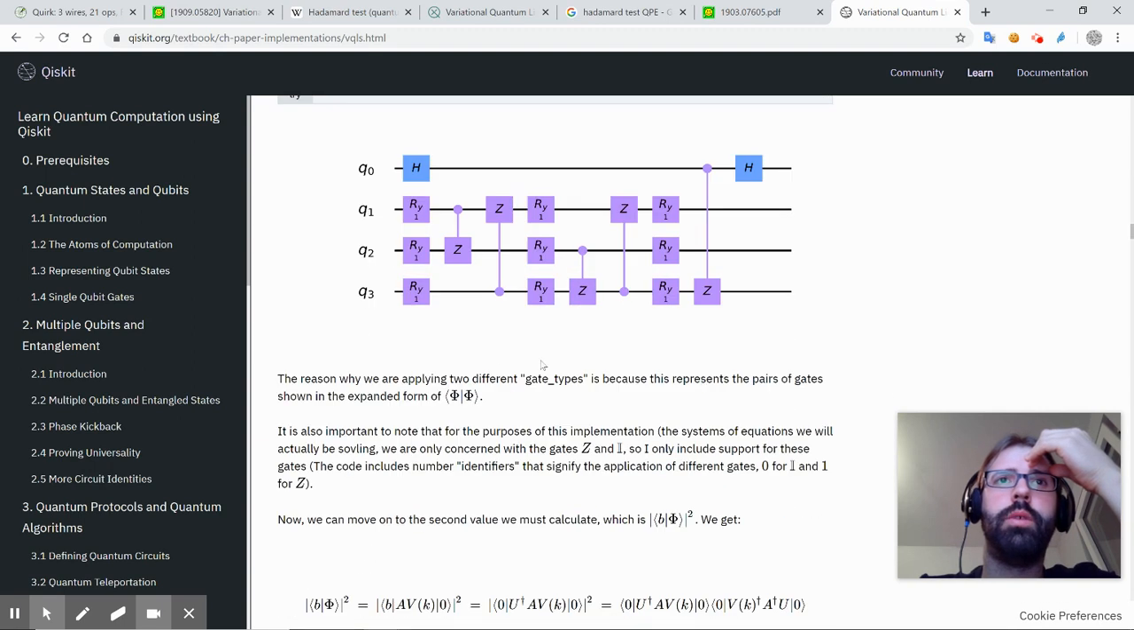We're applying 2 different gate types. Why 2 different gate types? Isn't there a representation?